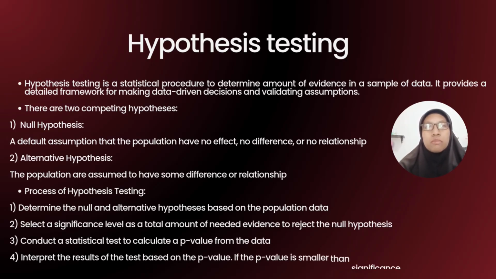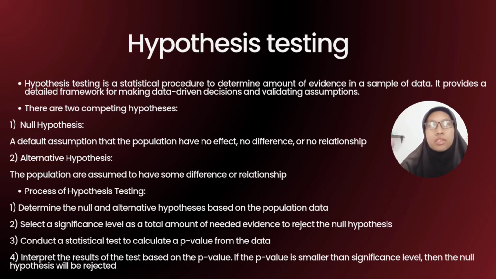There are two types of competing hypotheses. The first one is the null hypothesis, a default assumption that the population has no effect, no difference, or no relationship. The second one is the alternative hypothesis. The population of the data is assumed to have some difference or relationship.